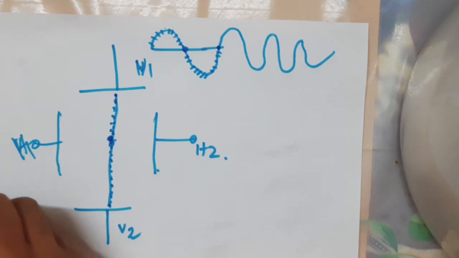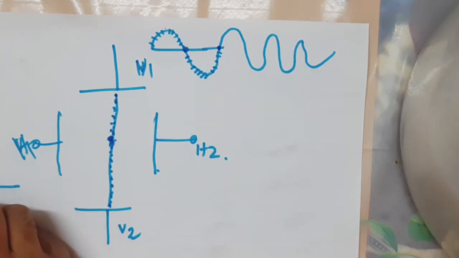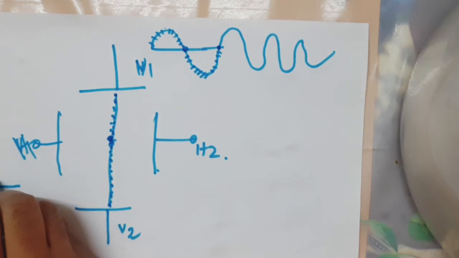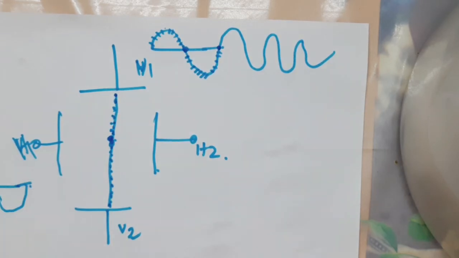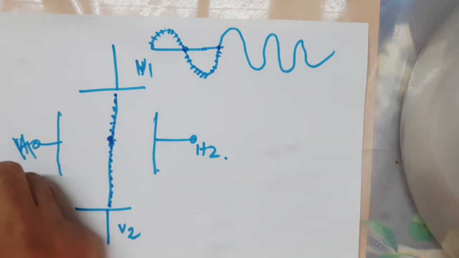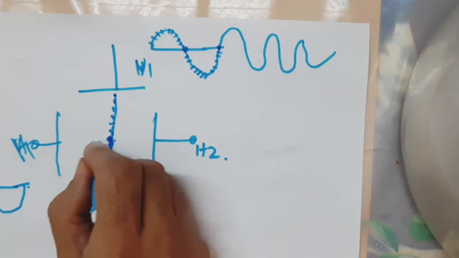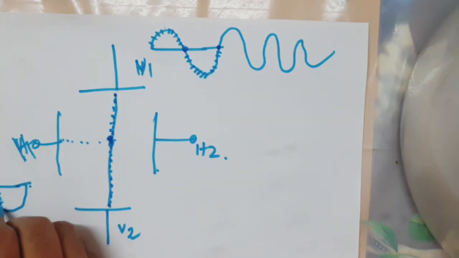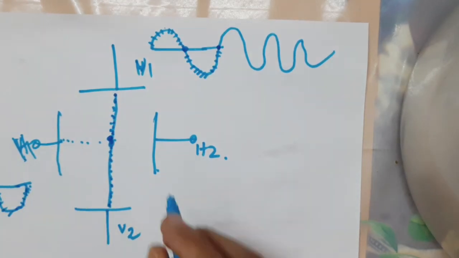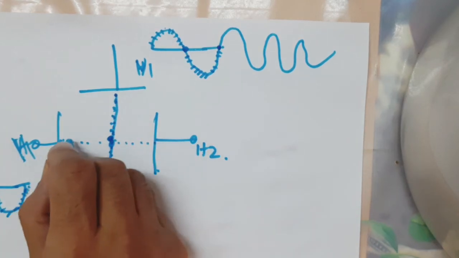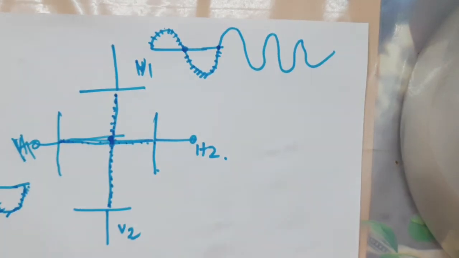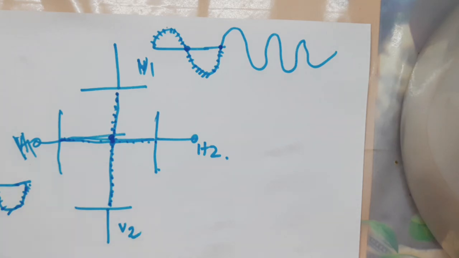In the same way, if we are applying a sine wave to the horizontal plate, then for this portion H1 is more positive, and the spot moves like this. For this portion H2 is more positive, and the spot moves like this. So we are getting a straight line here, right? This is when both signals are in the same phase, that means at the same phase angle.